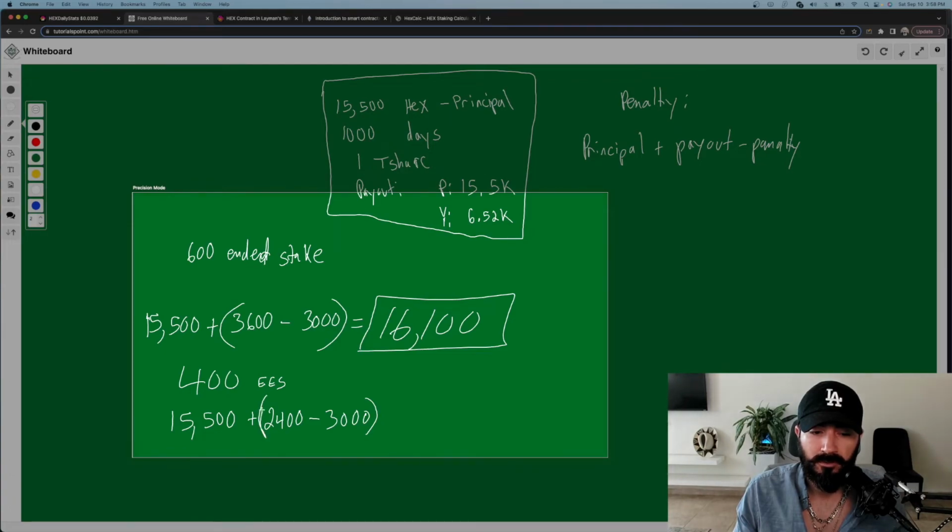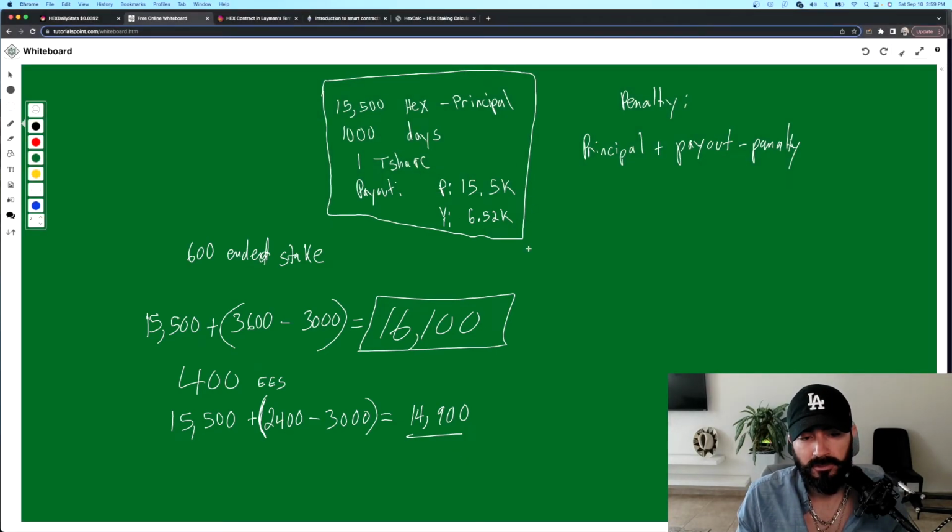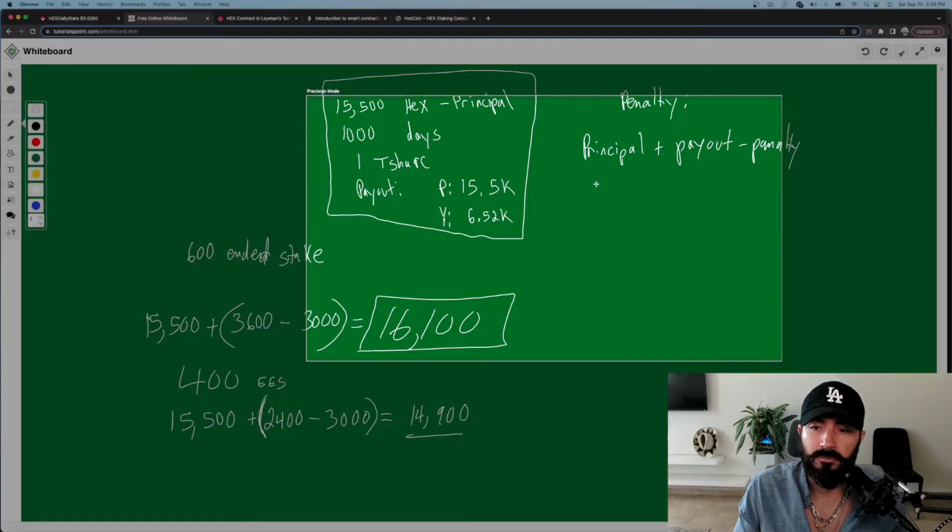So now you're going to have something negative here. You're going to have a penalty that is 600 HEX more than what you earned. So that 600 HEX is going to bite into your principal, which will equal 14,900. And it's that simple. That's how you calculate your penalty.